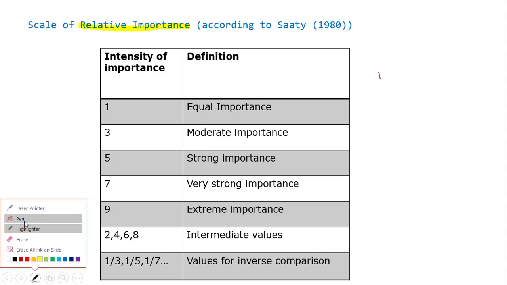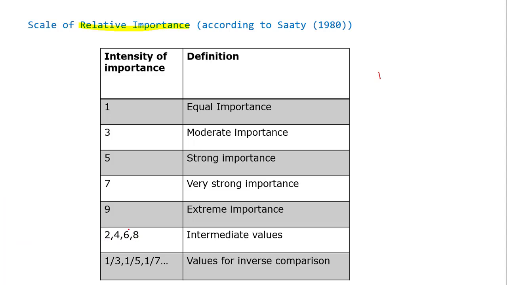What about 2, 4, 6 and 8? Suppose the comparative value lies in between very strong and extreme importance. In that case, the value will be given like 8. If after comparing two criteria, the value lies between equal and moderate, then we will give 2. Similarly, we can give other values as well.